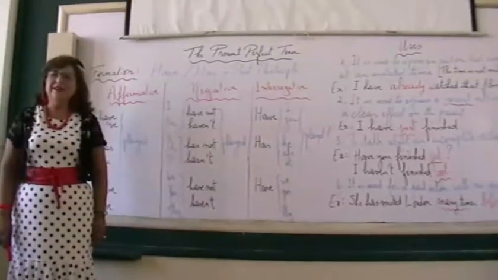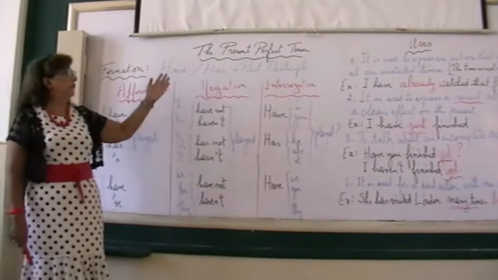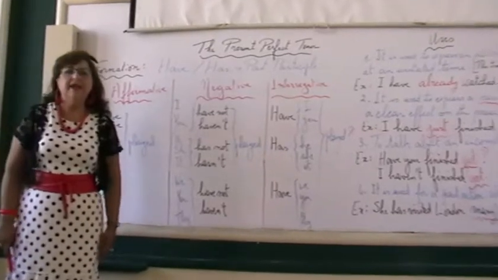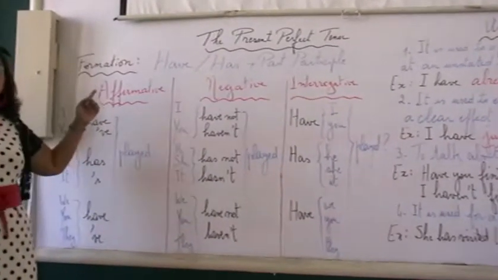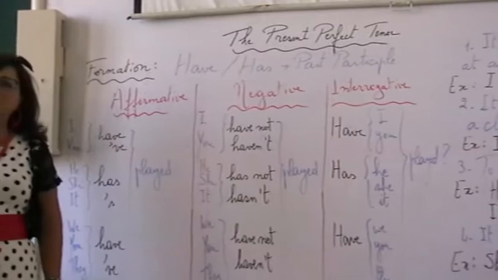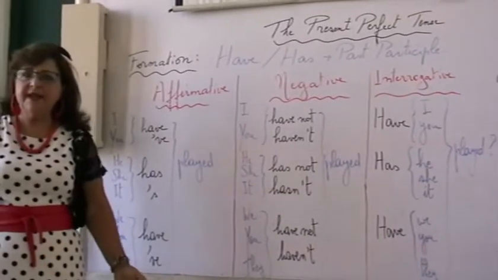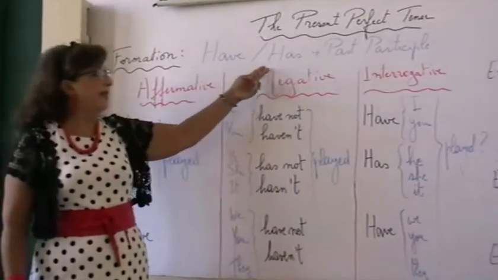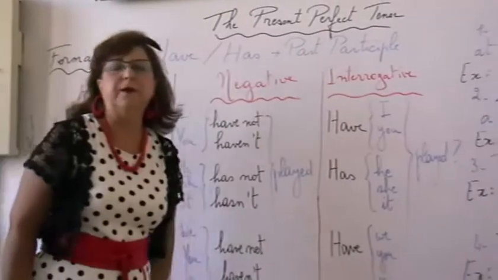Good morning. Today we are going to talk about the present perfect tense. Now, to begin with the formation. How do we form the present perfect tense? It's very easy. It's have or has plus the past participle of the verb.